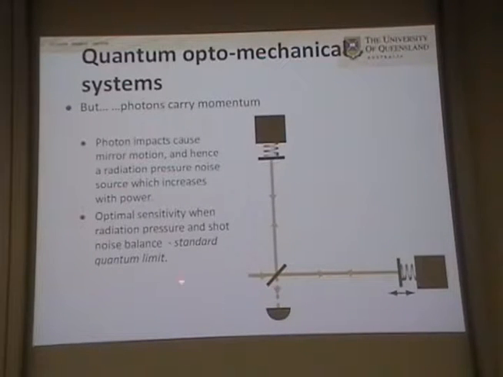And the point at which these two effects, this radiation pressure and shot noise, are equal, is called the standard quantum limit. So without some sort of unusual quantum state in your interferometer, or some sort of quantum control techniques, you can't get past this limit.